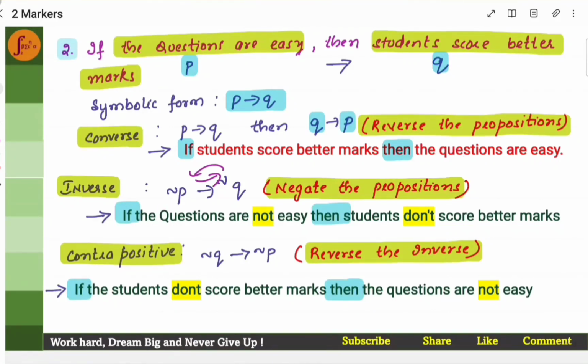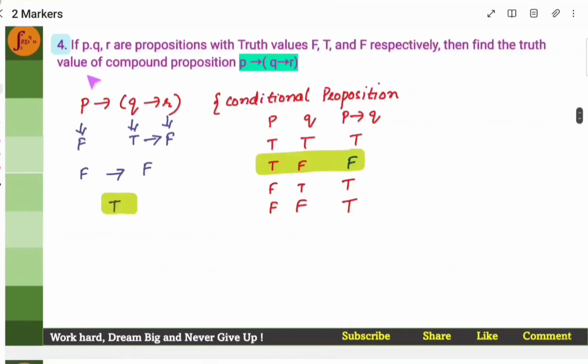The propositions keep changing. Now this is an example where the truth values of the propositions are given. The truth values of P, Q, R are given. P is false, Q is true, R is false. Now you need to find the truth value of this particular proposition. Now you will have to remember the truth values for P conditional Q.